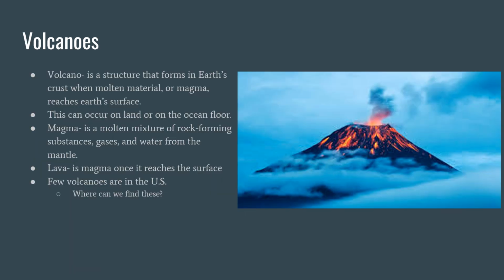All right, volcanoes. A volcano is a structure that forms in Earth's crust when molten material or magma reaches Earth's surface. This can occur on land or on the ocean floor. Magma is a molten mixture of rock-forming substances, gases, and water from the mantle. Lava is magma once it reaches the surface.